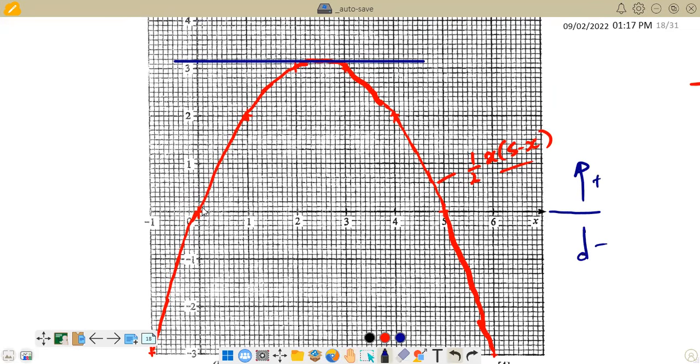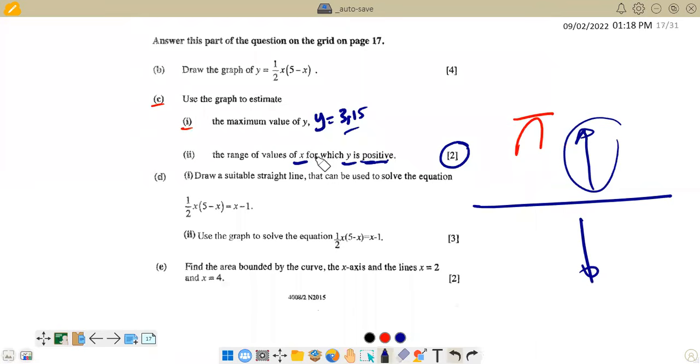So from this point at 0 here, it goes to the positive because it's above the x-axis, and it goes back until this point at 5. So it's between 0 and 5 that our function will be positive. So x is going to range from 0 to 5. So it means our x in this case is greater than or equal to 0, less than or equal to 5. Because at 5, y will be equal to 0, and when it is equal to 0, it means it's positive. So you take from 0 to 5.